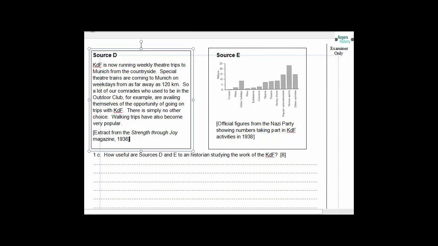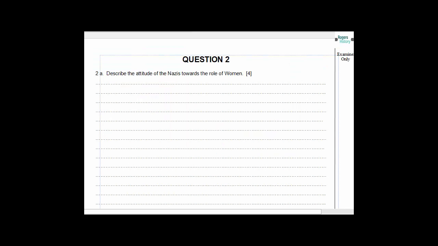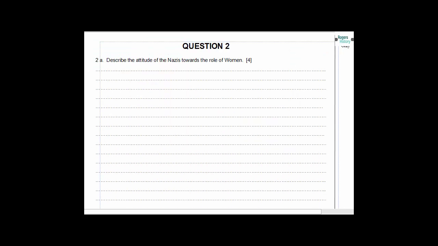So that's question 1. We now move on to question 2, which is slightly different from question 1 because it starts off with the only question on the paper that does not involve source analysis, which is the describe question.